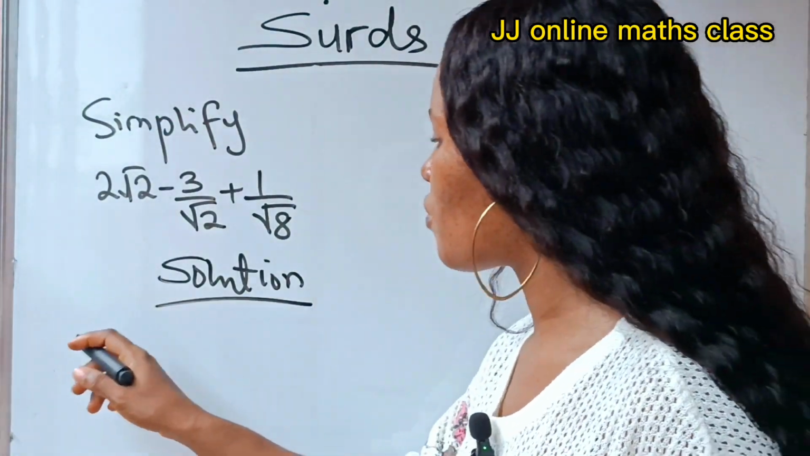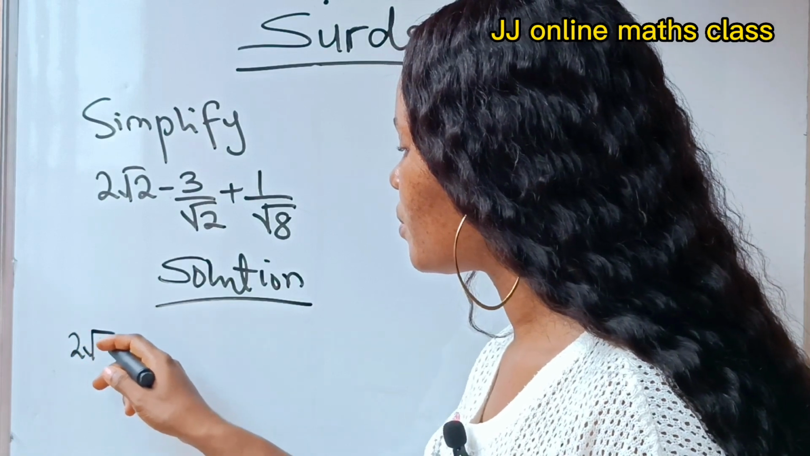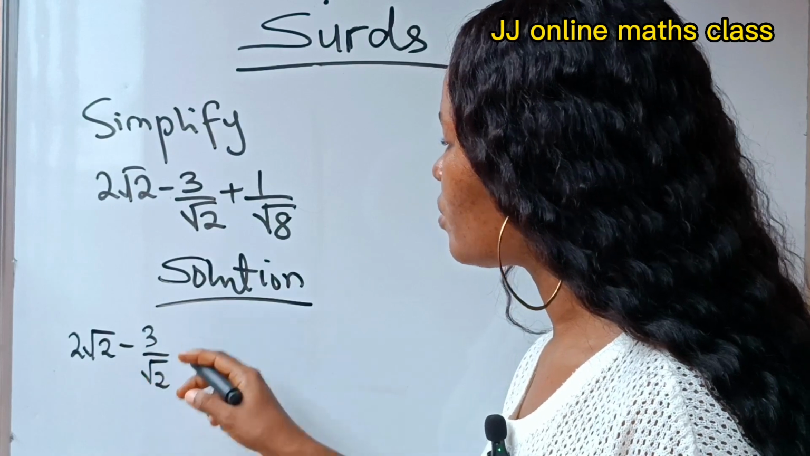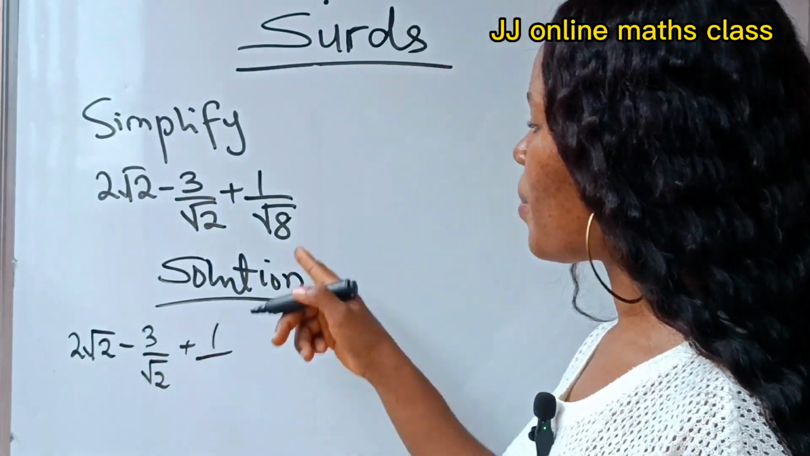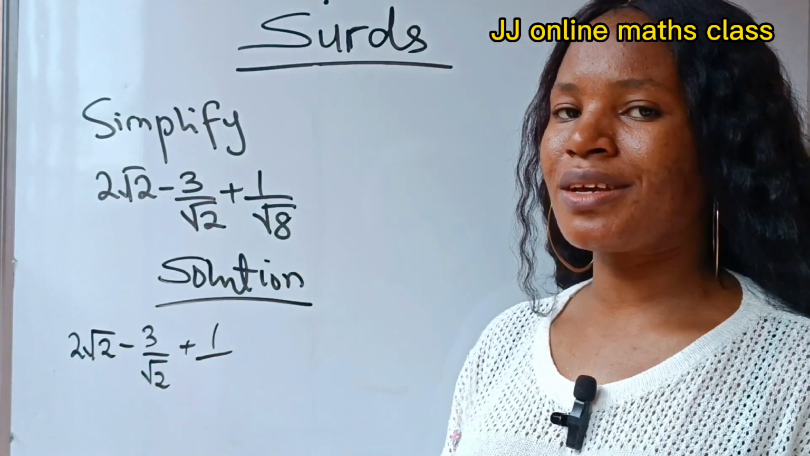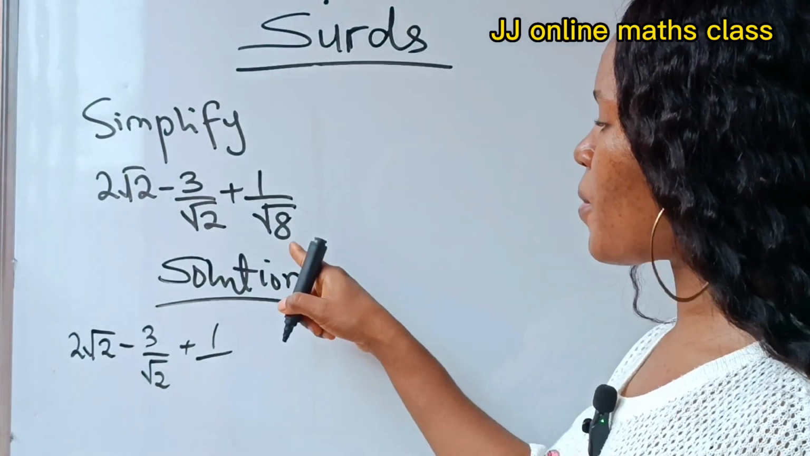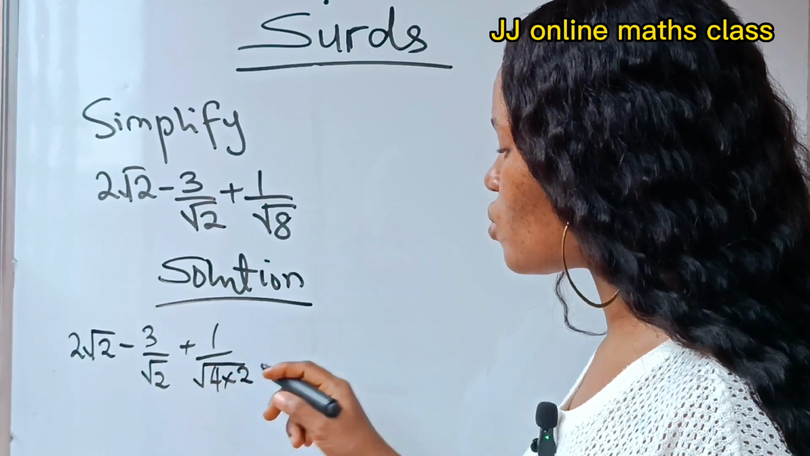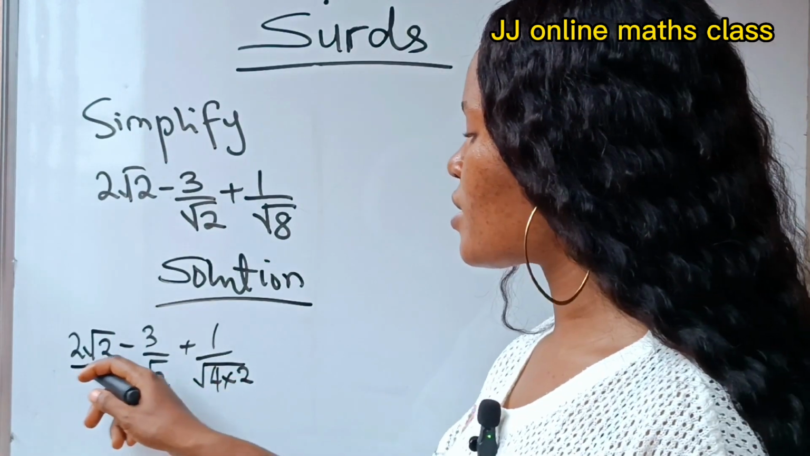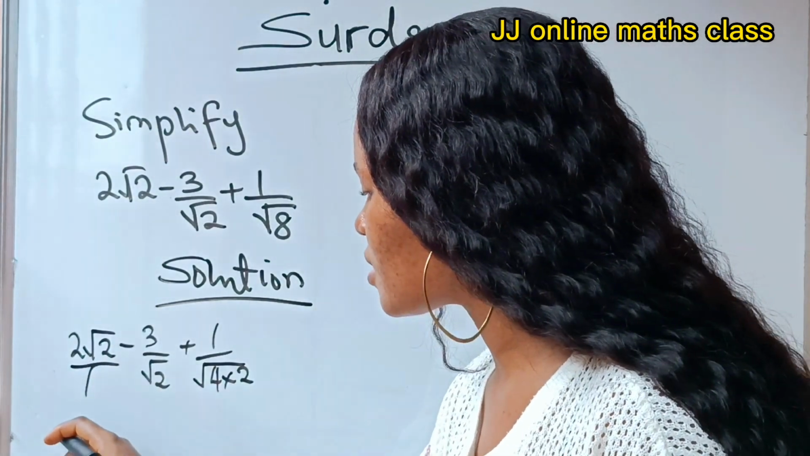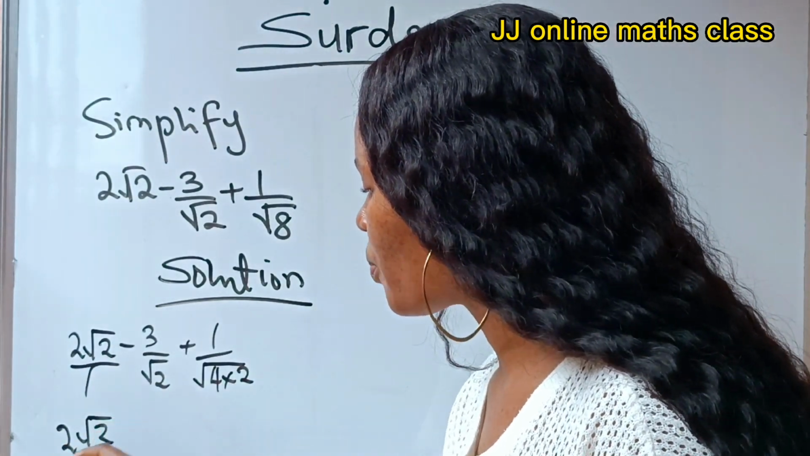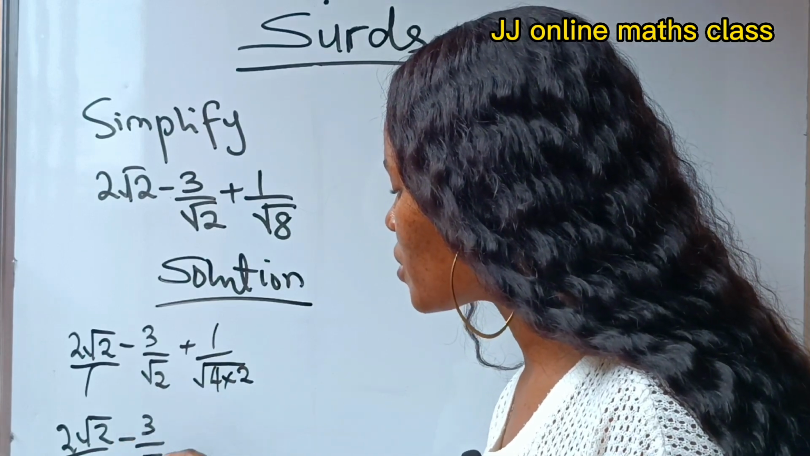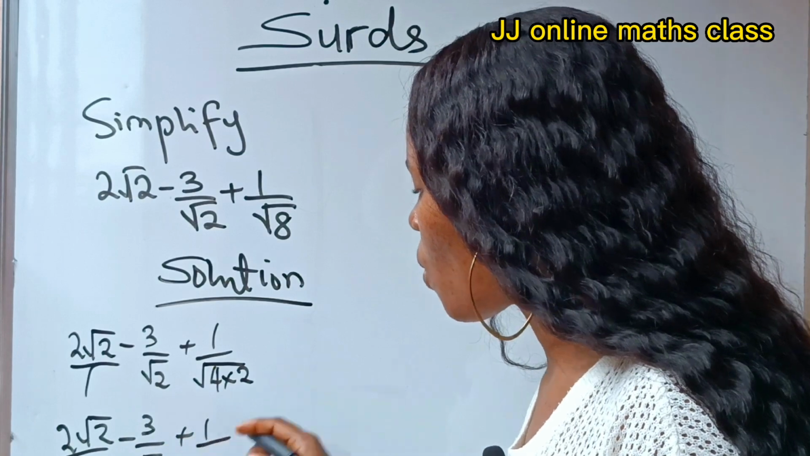First of all, we have 2 root 2 minus 3 over root 2 plus 1 over root 8. Now, let's put root 8 in its simplest form. We know we can express root 8 as root 4 times 2. Now, let's go ahead and solve. So, this is the same thing as 2 root 2 divided by 1 minus 3 over root 2 plus 1 over.